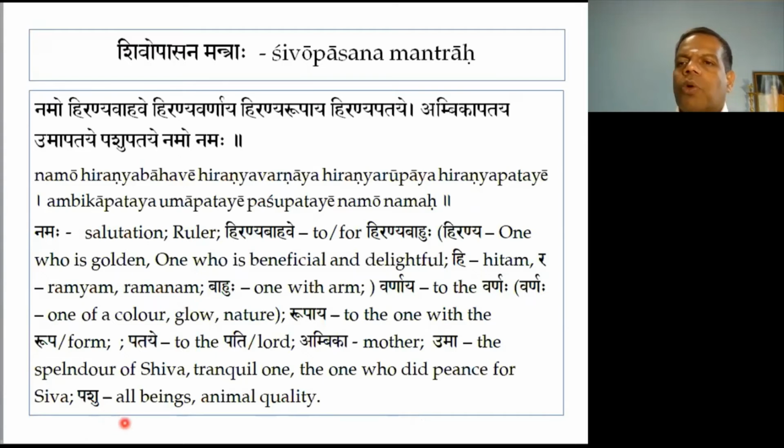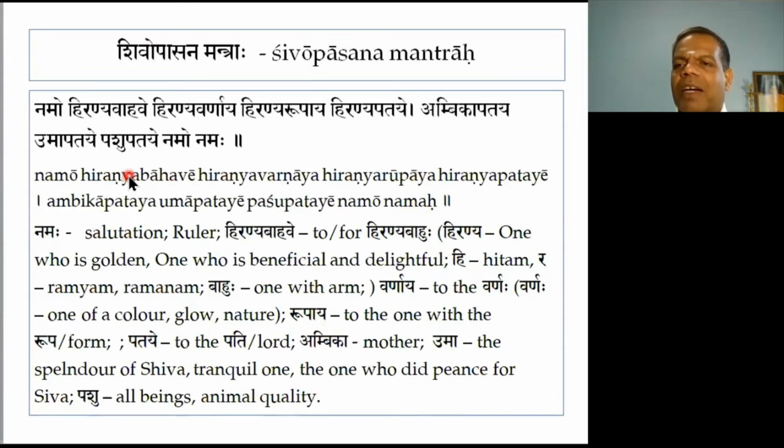Pashu means all beings, animal qualities, all of them are considered Pashu. Pashupati means the Lord. He is the Lord of all living beings. He is the Lord of all. He is capable of controlling the animality in us. That's why he's called Pashupati.